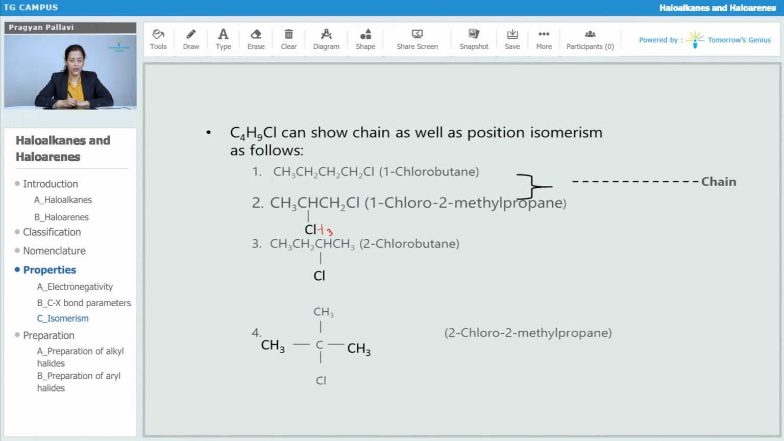However, their structural differences are there, but their molecular formula is the same. And the 1 and the 3 are called position isomers because the position of this halogen is different. And then we have this 1 and the 4, where these are again called chain isomers because the chain has reduced to 3 from 4.